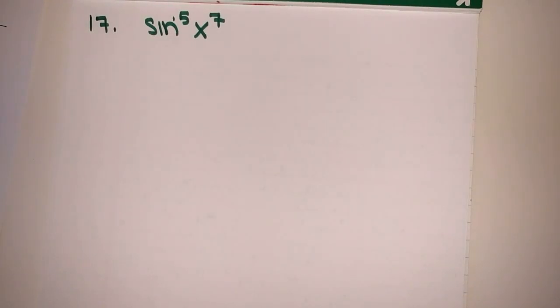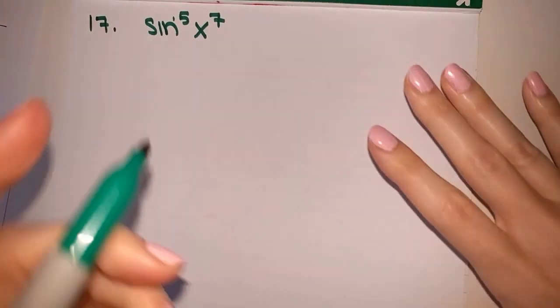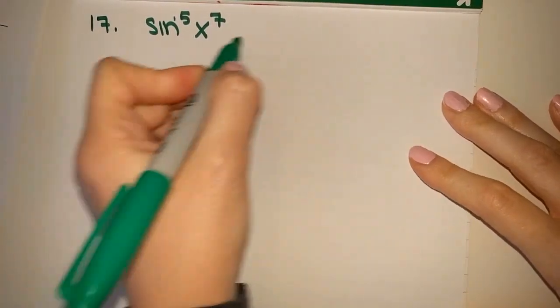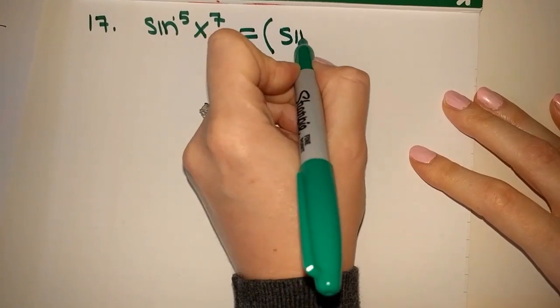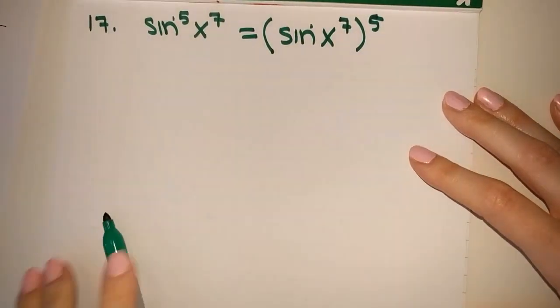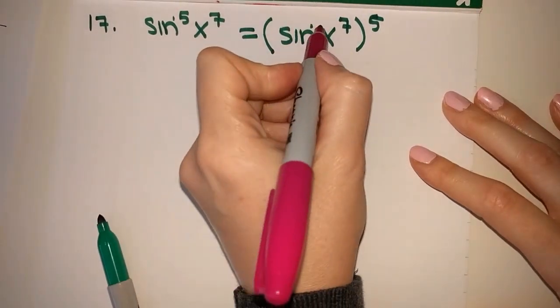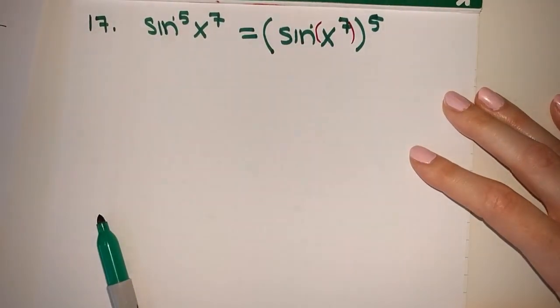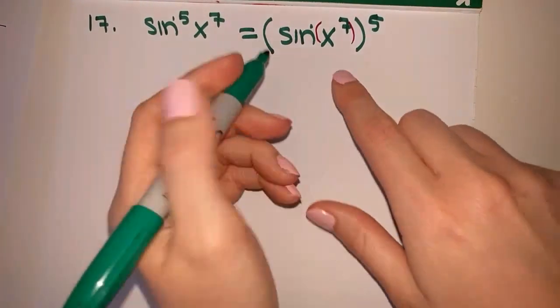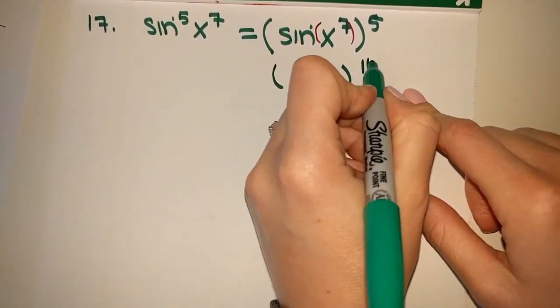First thing that I do when I see a question like this is rewrite it with all the understood parentheses. So this 5 sandwiched in between the argument and the trig function is the same thing as parentheses sine x to the 7th raised to the 5th power. And then, as we also know, we have parentheses that are understood to be around this argument. But really what's important as a driving force for this question is that we have parentheses to a number.